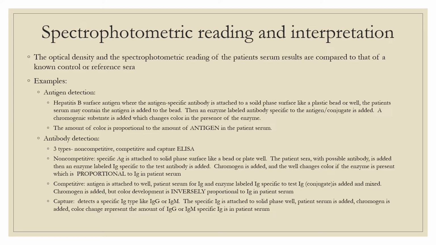In capture enzyme immunoassay, again, this is also known as sandwich ELISA. It's designed for a specific type of antibodies such as IgM or IgG. The patient specimen potentially contains IgM or IgG antibody. Specific antigen is then added, and finally a chromogenic substance is added which changes color in the presence of the enzyme. The amount of color that develops is proportional to the amount of antigen-specific IgM or IgG in the patient's serum.